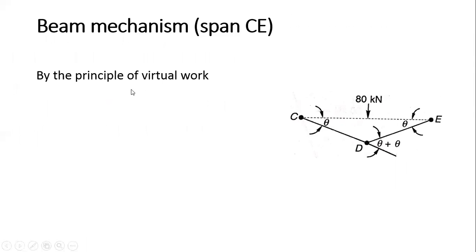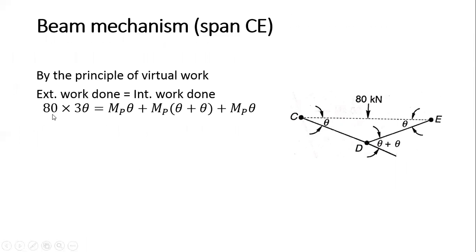Now, what will the external virtual work be? External work is equal to internal work done. So what is this? 80 multiplied by this distance. This is nothing but your 3 meter here, which is given in the problem. So this is 3 times theta. This external work done is equal to the internal work, which is MP times theta here plus MP times theta plus theta here plus MP times theta here. So we have 240 theta is equal to 4 MP. The MP is equal to 60 kilonewton meter. Very simple. So for the beam mechanism, the plastic moment for this case is 60 kilonewton meter.